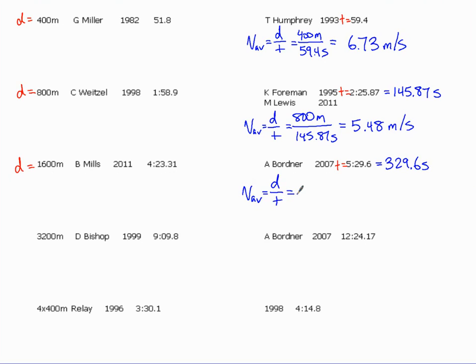Formula, average velocity equals distance over time. Distance is 1600 meters. Time is 329.6 seconds. This one we can put in our calculator. It's going to be 4.85 meters per second.